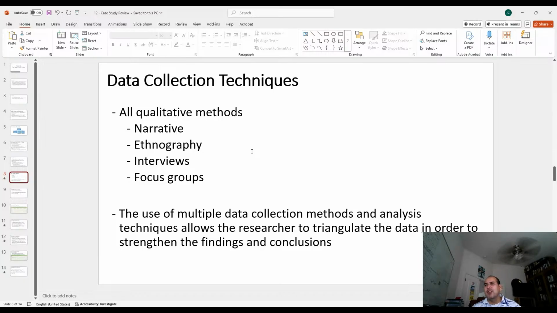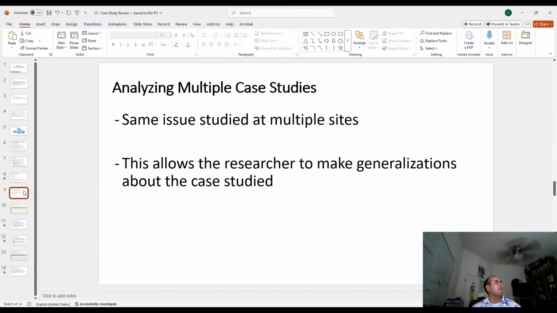Always remember triangulation. Sometimes in your studies, especially when you're doing a master's and you're doing a research study, sometimes you don't have that privilege because you're under such a time crunch. But generally, if you want to have a strong study, you need to be able to triangulate your data.